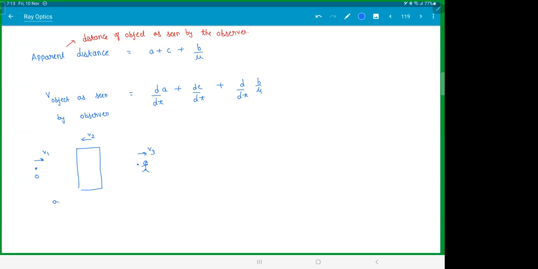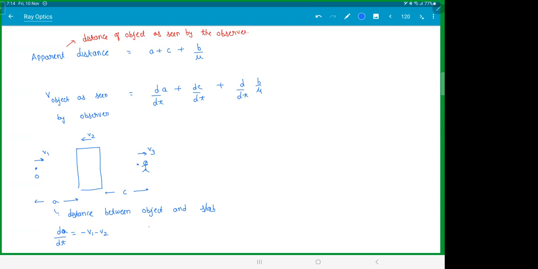First of all, let's see what is A. A is the distance between the slab and the object. So dA by dt is the rate of change of distance. In this case, what is V1 doing? V1 is decreasing the distance. What is V2 doing? V2 is also decreasing the distance. It's the relative velocity, minus V1 minus V2.